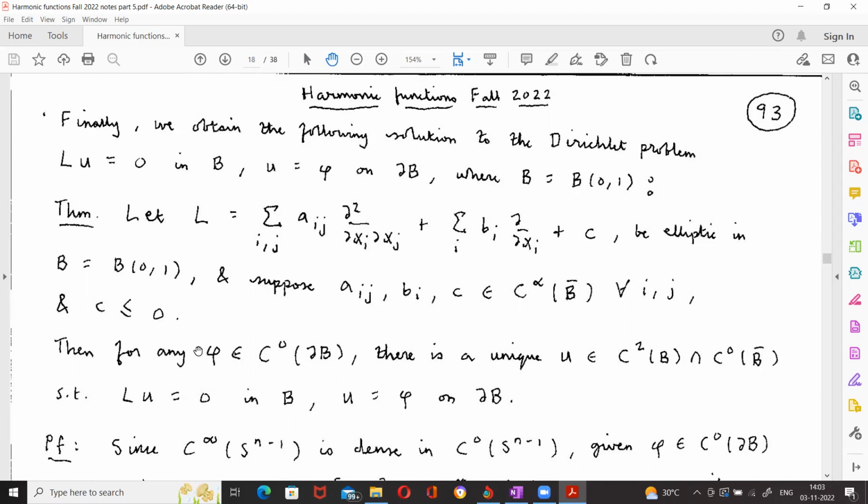Then for any function phi on the boundary of the ball, which is continuous, there was a unique function u, which was C2 on the ball and continuous on the closure of the ball, such that Lu was 0 and u is equal to phi on the boundary. Right. So this is the final theorem that we proved. There were many steps to proving this theorem.